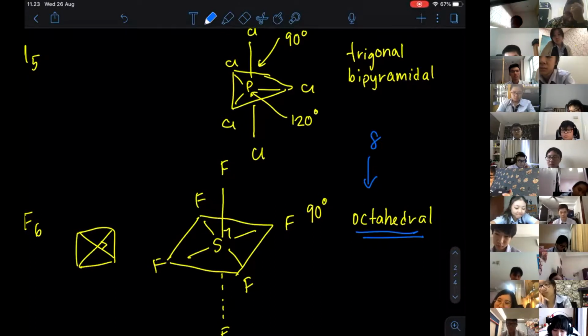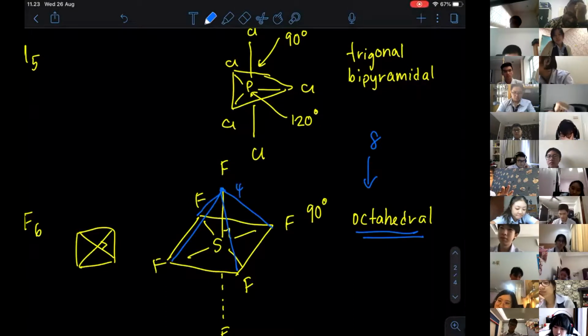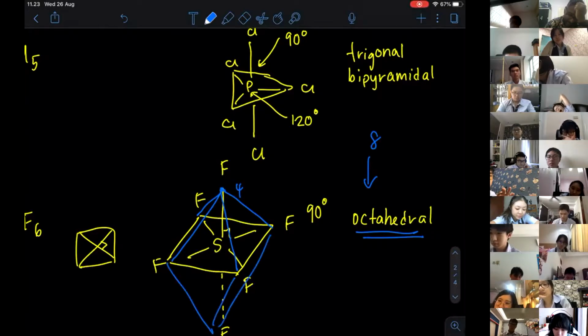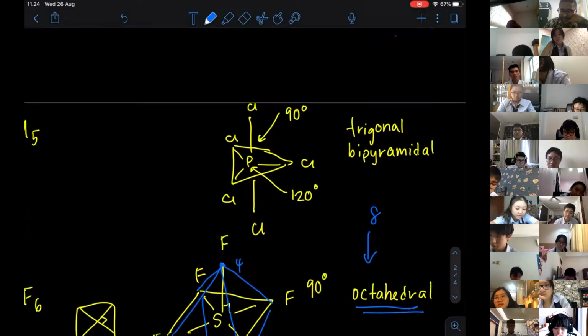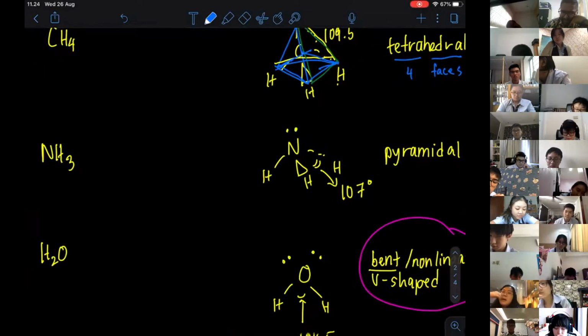Basically, it's like this. You put like this, one face, 2, 3, 4. So 4 faces on top, another 4 faces below. Total 8 faces. Can you guys understand this? That's the reason why they are called octahedral. That's also why this one is called pyramidal, because it looks like a pyramid.